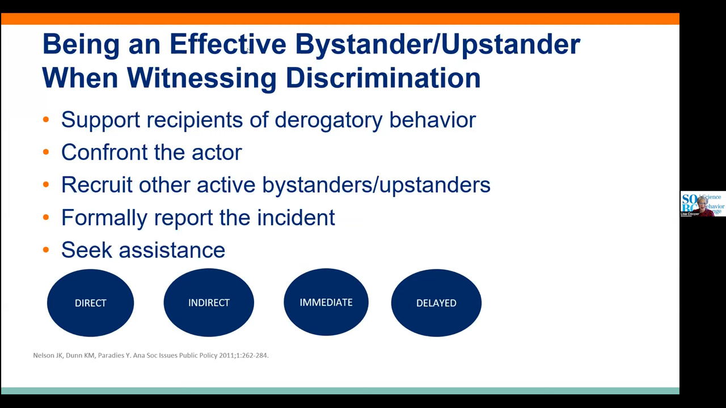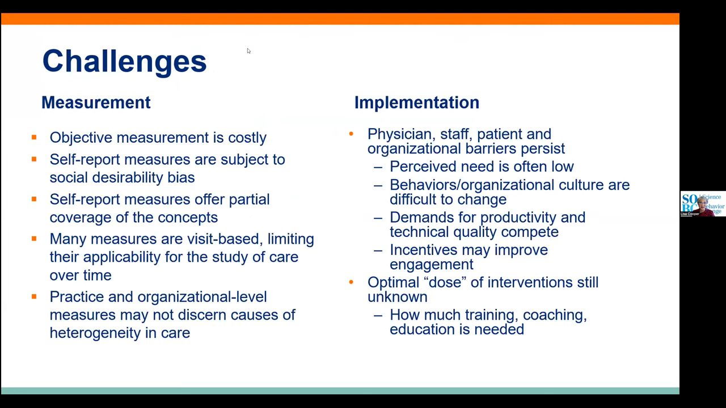So what are some of the challenges? And we're getting close to our wrap up here. Some of the challenges in this work, in these interventions to modify behaviors and cultural environment: the objective measurement of these behaviors is often costly. The self-report measures, on the other hand, are subject to social desirability. There's maybe only partial coverage of the concepts we're trying to capture using self-report. A lot of our measures are only visit-based, so it's hard to really examine them over time, particularly in people who are experiencing chronic illness. There are also practice and organizational level measures that if we don't capture them fully, we might not be able to discern a lot of the causes of heterogeneity in our treatment effects.